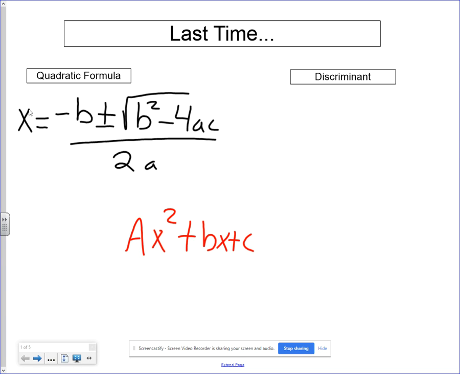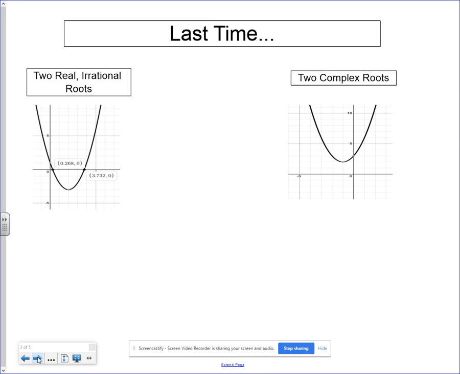Last time we introduced this idea of the discriminant, which was the part of the quadratic formula that was under the square root. So the discriminant, if you recall, is just going to be this b squared minus 4ac. And why we use the discriminant is to determine the nature or the types of the roots of a given quadratic equation. So if you remember last time from the chart, we had 4 potential types of solutions. And today we're going to focus on the ones that had 2 real irrational roots.